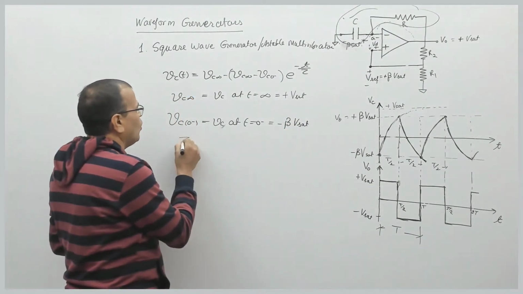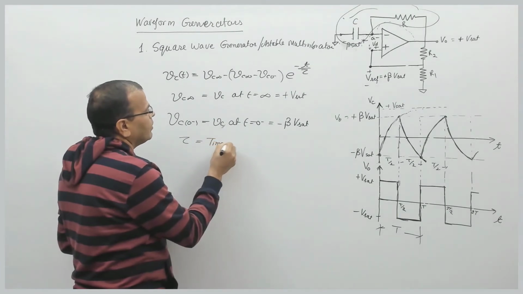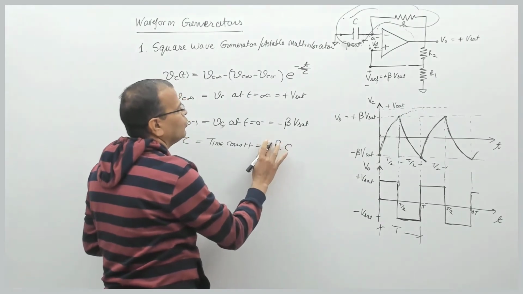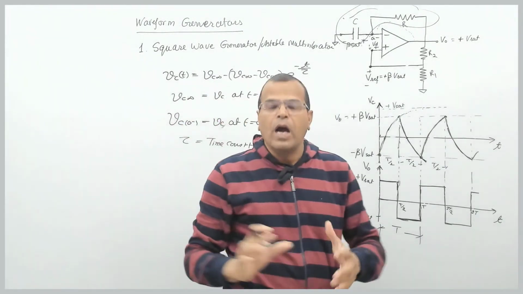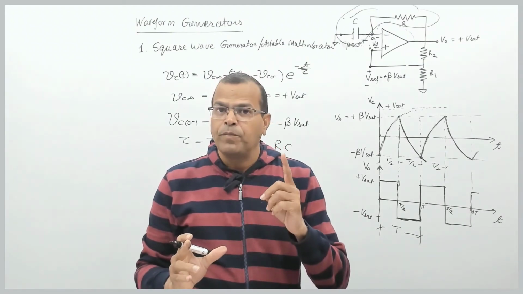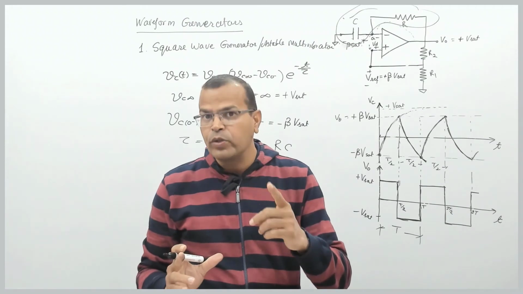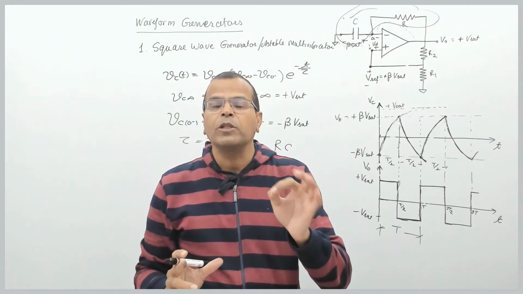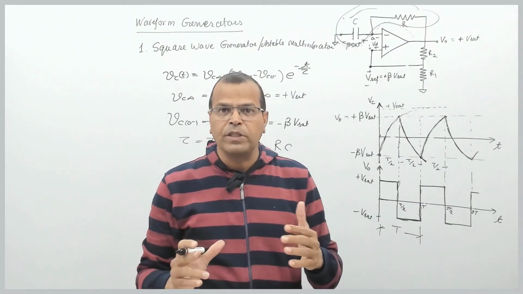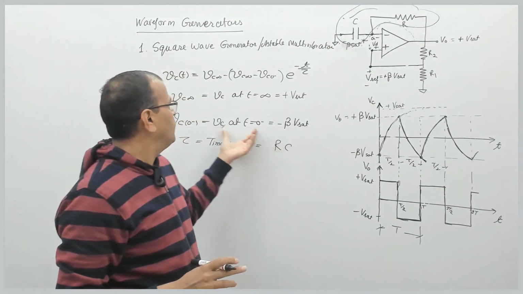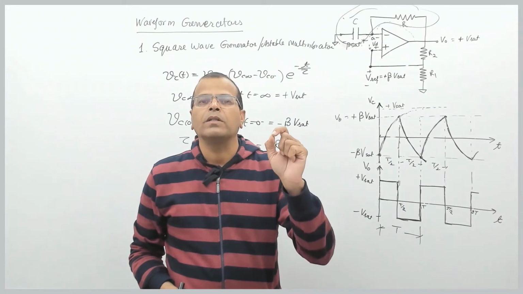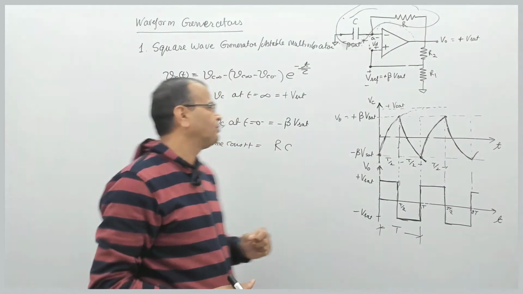What is this tau? Tau is called the time constant of the circuit, and for this circuit it is given by R into C. I will explain all these expressions in electrical circuits, and you can also see one video, the time response of RC circuits, by me on YouTube itself, right? I have already given that expression in one of my videos. You can simply type time response of RC circuit.